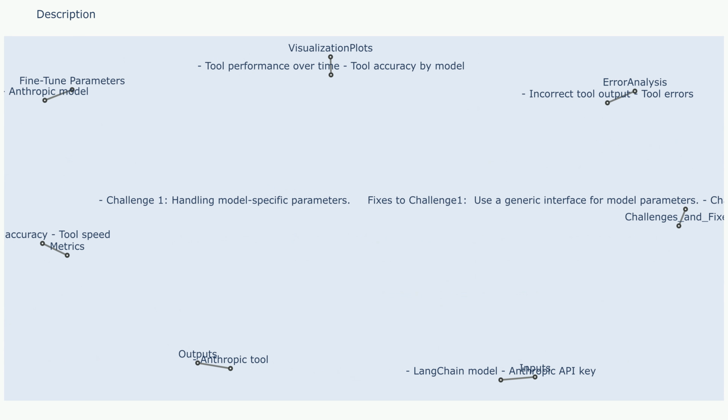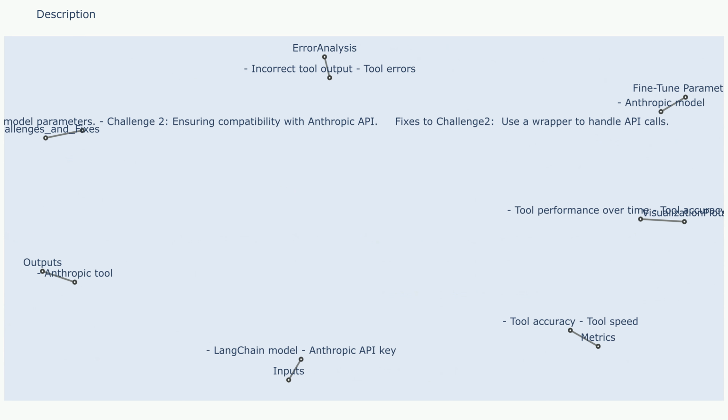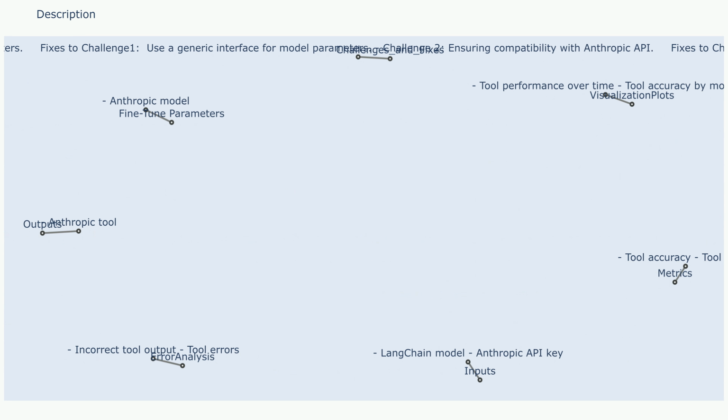Outputs: tool configuration: a dictionary containing the tool's name, description, and other configuration details. This configuration is compatible with Anthropic's tool integration framework. Tool function: a function that encapsulates the model's behavior and serves as the entry point for using the tool. This function takes user input, interacts with the model, and returns the model's output.